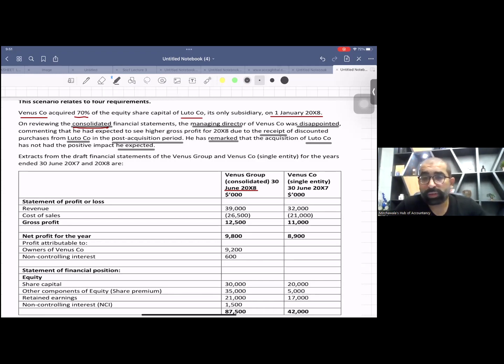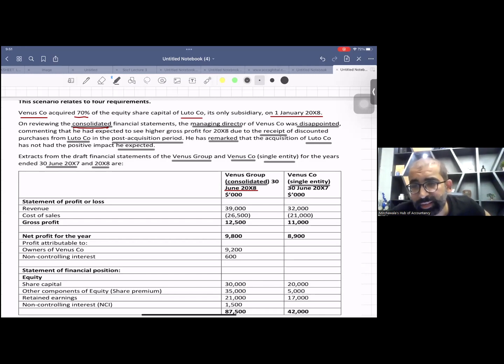Okay. Now what things are given in the exam? Extract of the draft financial statements of Venus Group and Venus Company single entity for the years to 30th June X7 and X8. Now just use your brain. In the year ended 30th June X8, the parent company acquired the subsidiary company. So this year we have consolidated data, but last year the data is for a single company.